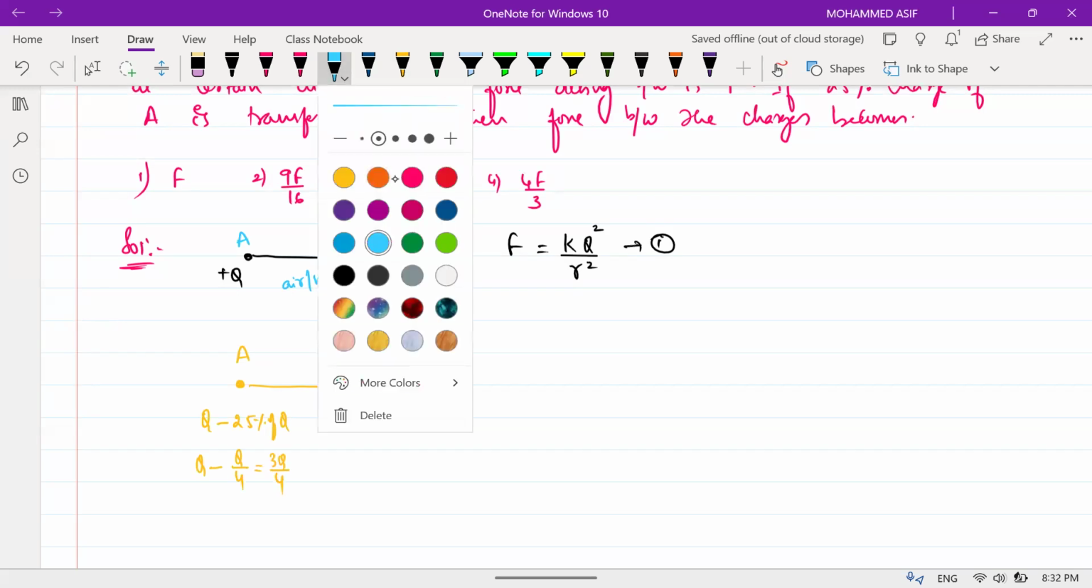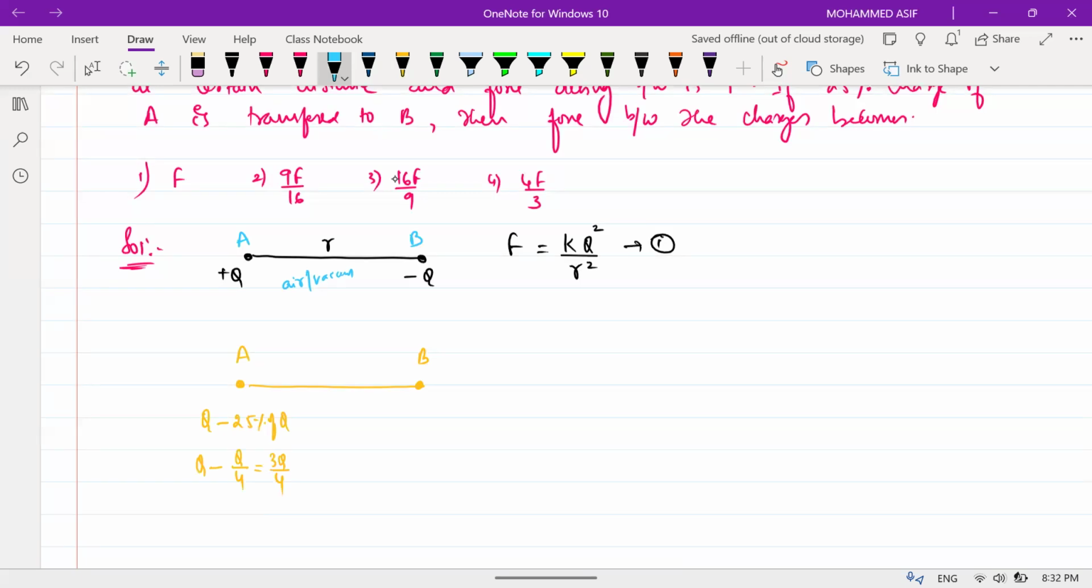Got it? Now already here we have a charge of Q, and here minus Q. For this one we are adding 25% of Q, that means minus Q plus 1 by 4 times Q. So this is minus Q plus Q divided by 4, which will be minus 3Q divided by 4. Am I clear? Yes, sir.